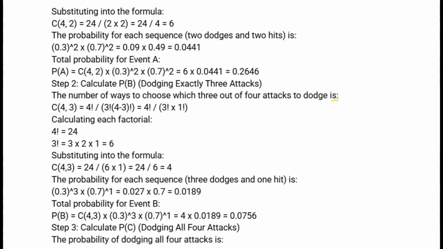Step 2. Calculate P of B. The number of ways to choose which 3 out of 4 attacks to dodge is shown. Calculate each factorial and substitute into the formula. The probability of each sequence is shown. Step number 3. Calculate P of C. The probability of dodging all 4 attacks is shown.